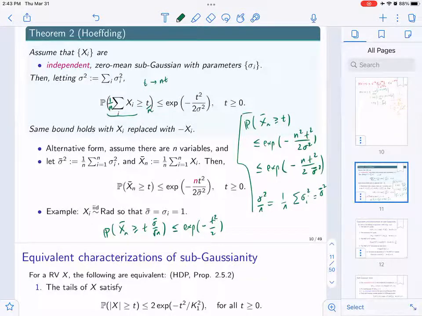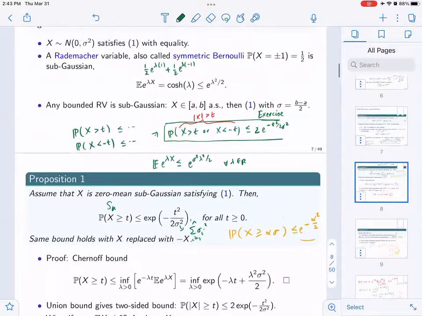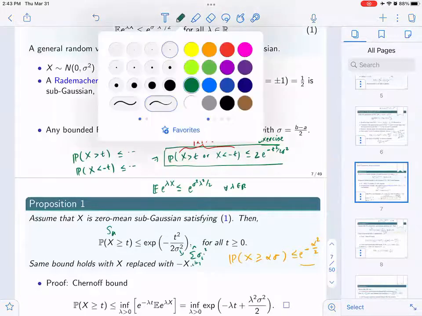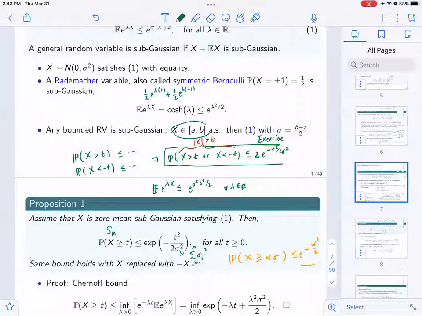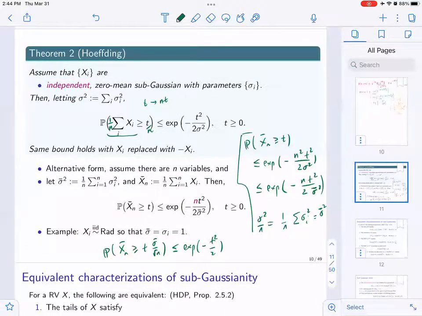This is also called the Hoeffding inequality, although the original Hoeffding version is for bounded variables. So if you apply this inequality with each xi being in [ai, bi], and sigma i's would be (bi minus ai) squared over 2, that would give you the classical Hoeffding's inequality. So it's a generalization of Hoeffding's inequality, but it's sometimes called Hoeffding's inequality still.